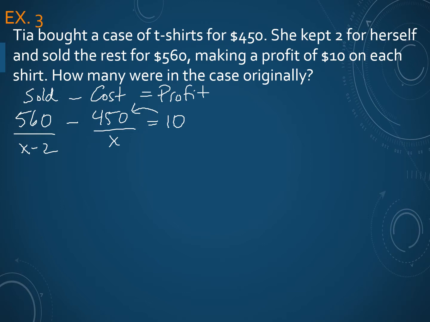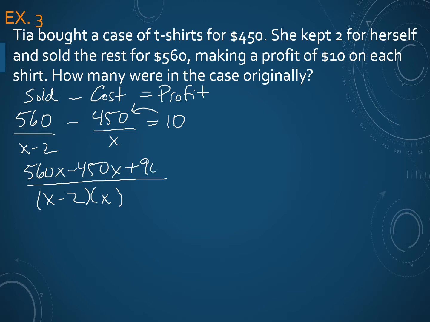Again, to skip some steps, bring over the 10 becomes negative 10, set it equal to 0, look for a common denominator, which is basically 1 of everything, so x minus 2, x, and this is going to become 560x minus 450x plus 900. So I have skipped some steps there.